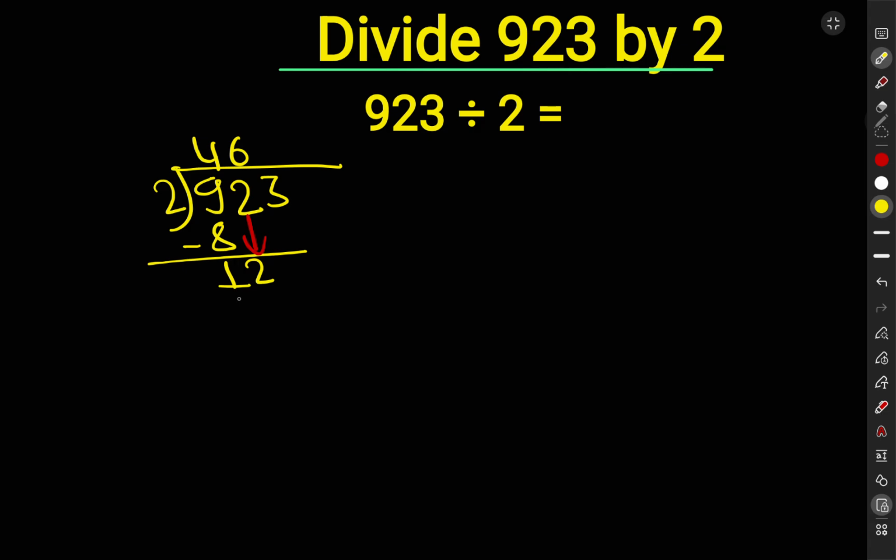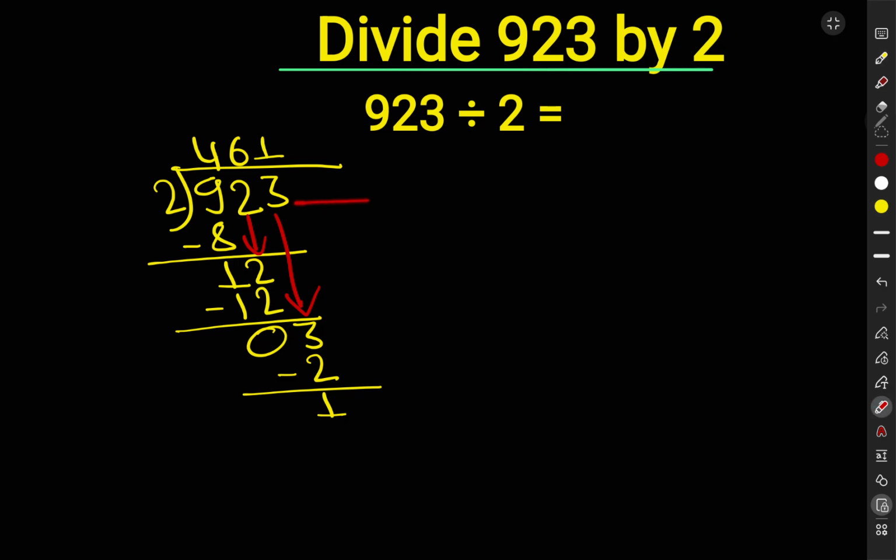So 2 times 6 is 12. On subtracting we get 0. So again we put down these 3 and 2 times 1 is 2. On subtracting we get 1. So now there is no number to put down.